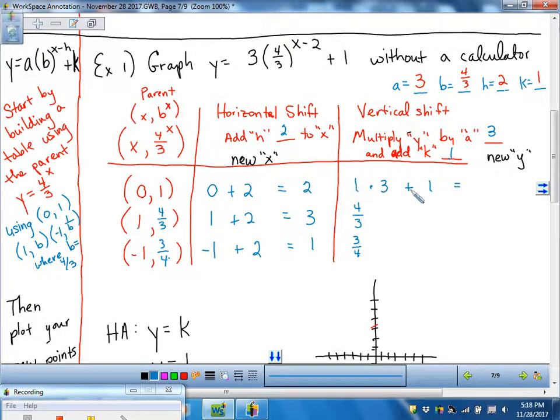So 1 times 3 plus 1, that's 3 plus 1 is 4. That's our new y. The second one, 4/3 times 3 plus 1. 4/3 times 3 is 4, plus 1 is 5. And our third one, 3/4 times 3, we're going to get a fraction on this one, plus 1. 3 times 3/4 is 9/4, plus 1 is 13/4, or 3.25.